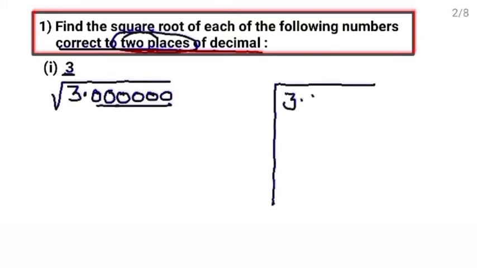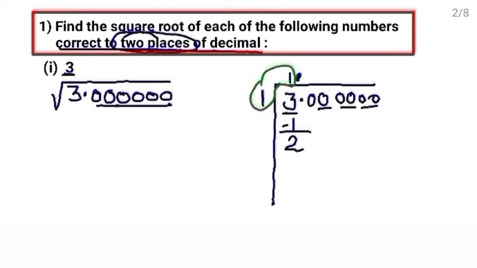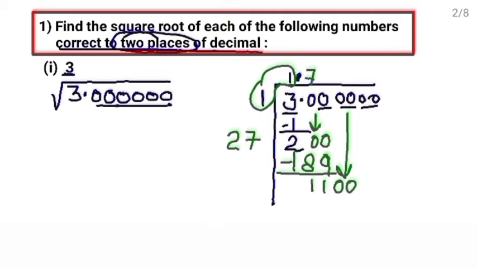Write 3, then 6 zeros, 1 2 3 4 5 6. Make the pairs. Before the decimal there is only a single digit, so use 1. 1 ones are 1, subtract it, got 2. Now you have the decimal point, put the decimal point here, add these two, it will become 2. Now copy down the next pair, 0 0. Now you will take 7. 7 7s are 49, 7 2s are 14 plus 4, 18, 189, subtract it, it will be 11. Copy down the next 2 zeros.